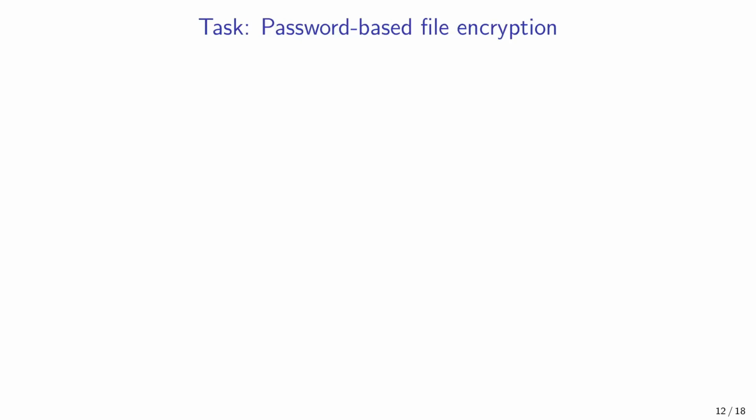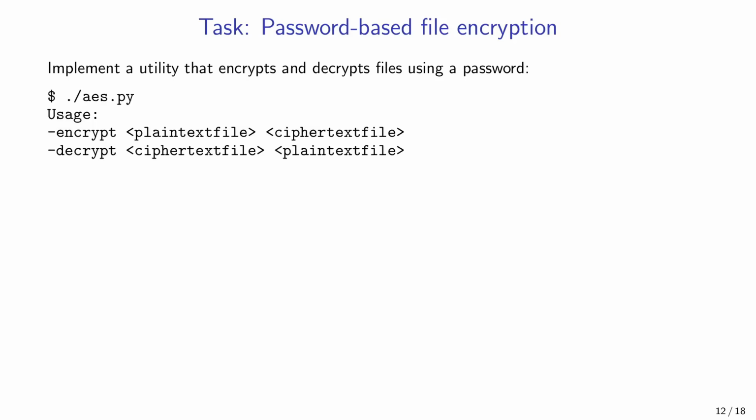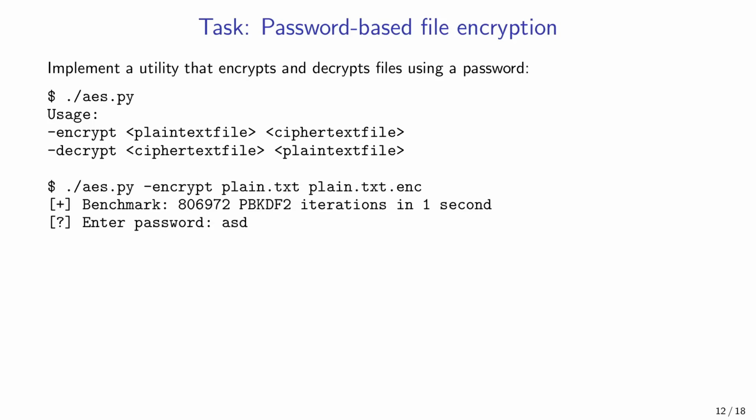Very good. Now, the topic of the homework task is password-based file encryption. The task is to implement a utility that encrypts and decrypts files using a password. Let's name the utility AES.py, and it works in two modes, encrypt and decrypt. When executed using the encrypt option, the first thing the utility will do is to benchmark the performance of the computer to see how many iterations the computer can perform in 1 second.